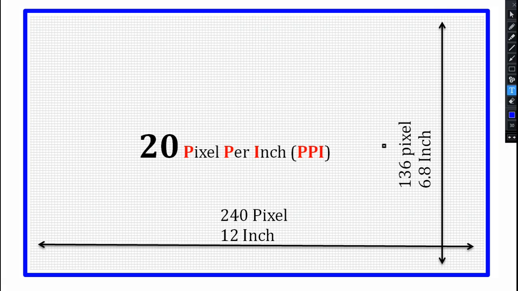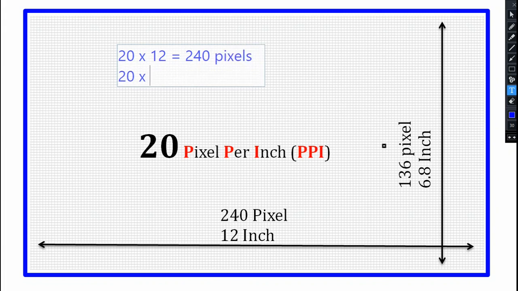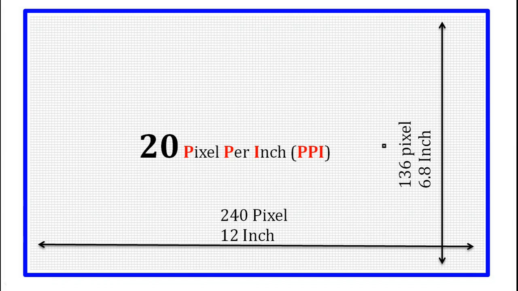To calculate the width and height in pixels, you have to multiply the density, 20 pixels, by 12 inch. So it comes to around 240 pixels. In the same way for height, it will be 20 into 6.8 inch, which is equal to 136 pixels. So whenever you increase the pixels per inch, your image clarity will improve and give high quality. And whenever we have a low pixels per inch, the quality of the image will be poor.